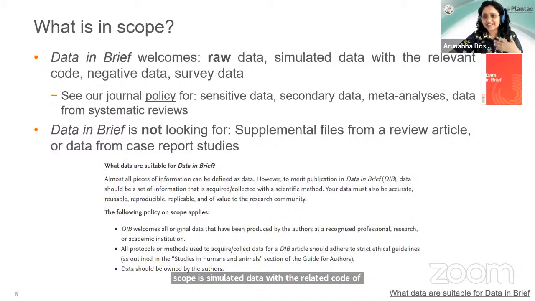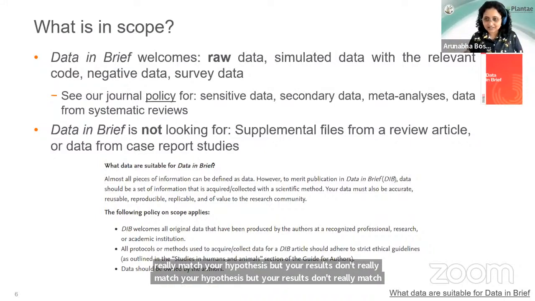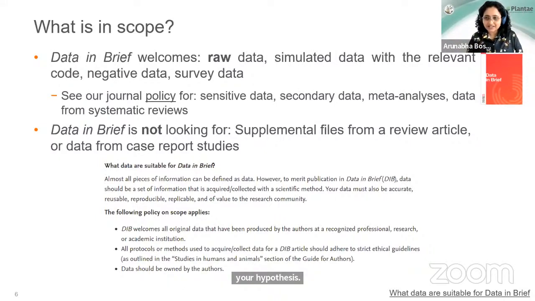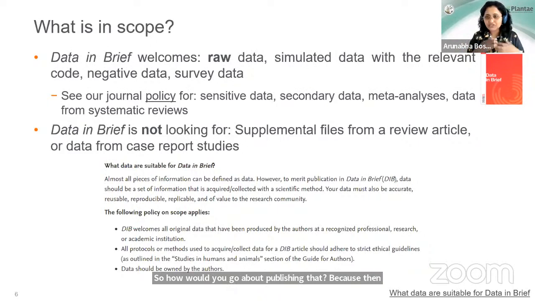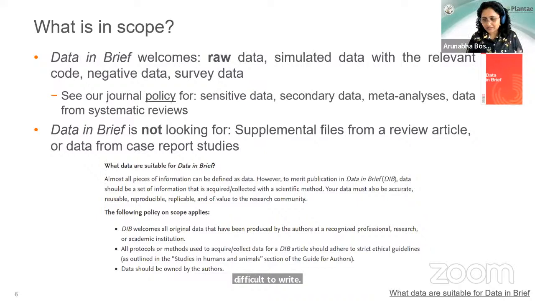Negative data, this is something I feel quite strongly about. Say that you have a hypothesis, but your results don't really match your hypothesis. So how would you go about publishing that? Because then the research article that you write would be a little difficult to write. Whereas if you write a data article, you're just sharing the data independent of the context, independent of the hypothesis.